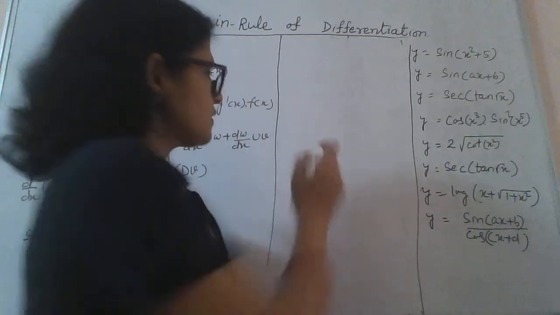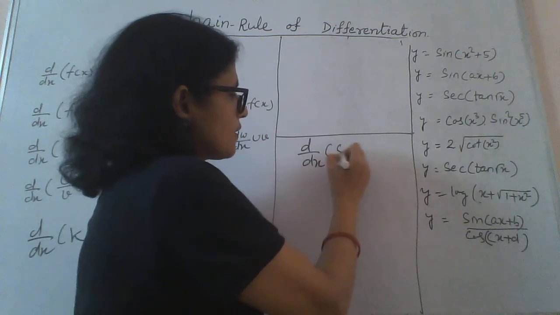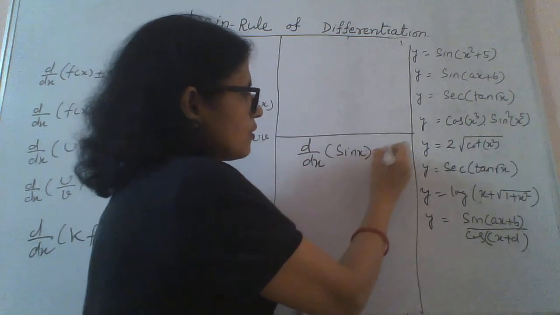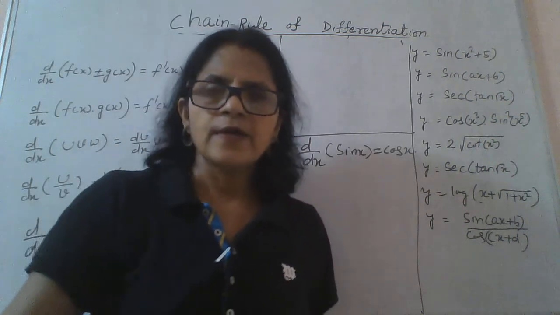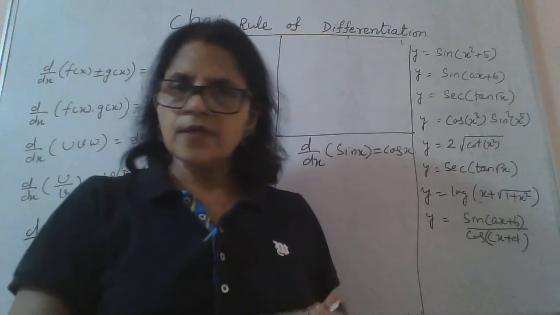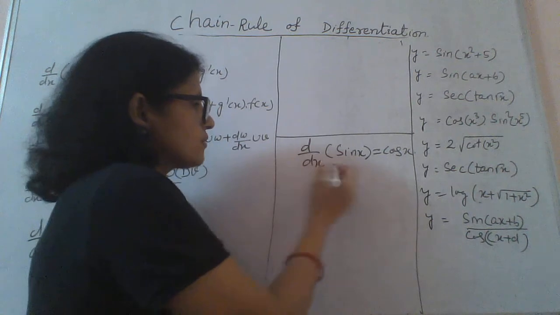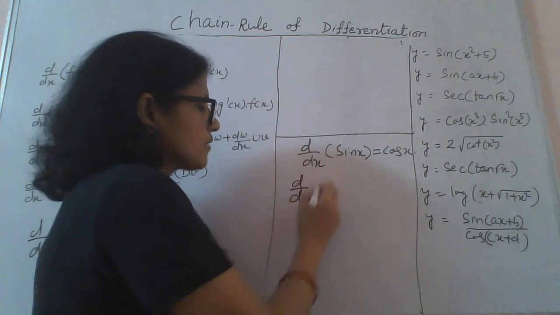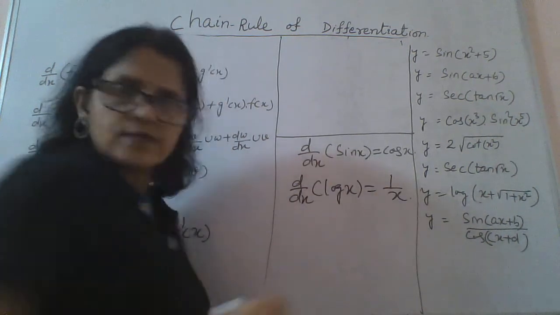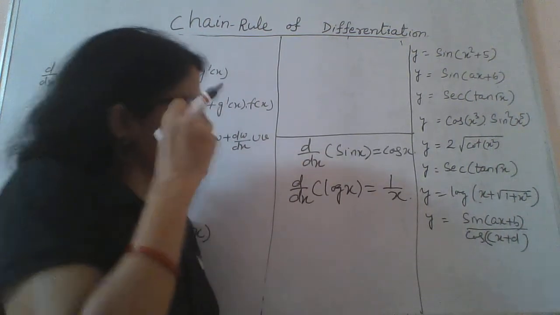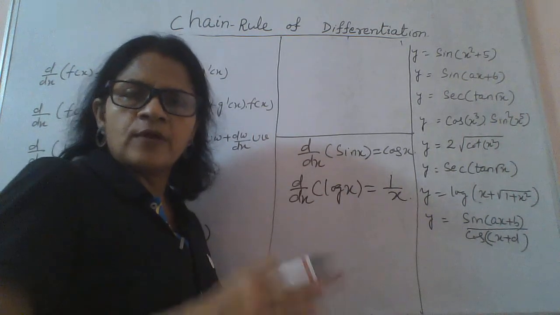Let me take one example. Suppose I ask you d/dx of sin x. All of you will answer that d/dx of sin x is cos x. The derivative of sin x is cos x. That is the general answer. Now if I ask you d/dx of log x, again you can very easily answer 1 by x, for x greater than 0. Here, in all the formulas, you can observe one thing.